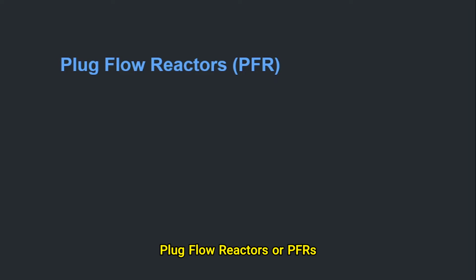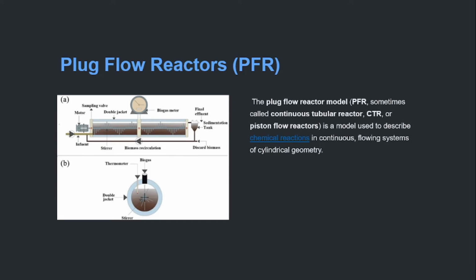Plug flow reactors or PFRs, sometimes referred to as a continuous tubular reactor or a piston flow reactor, is a model used to explain chemical reactions in cylindrical continuous flowing systems. By using the PFR model, we are able to predict the behavior of chemical reactors with the design and estimate key variables such as the reactor dimensions, for example.